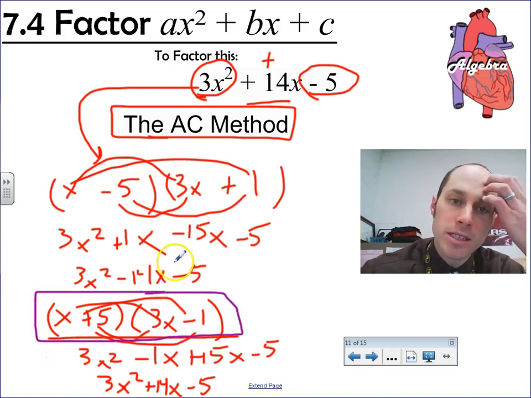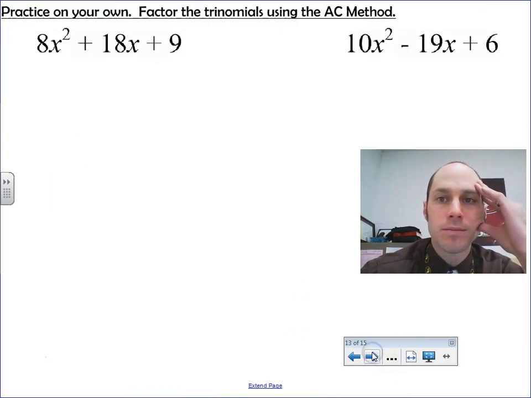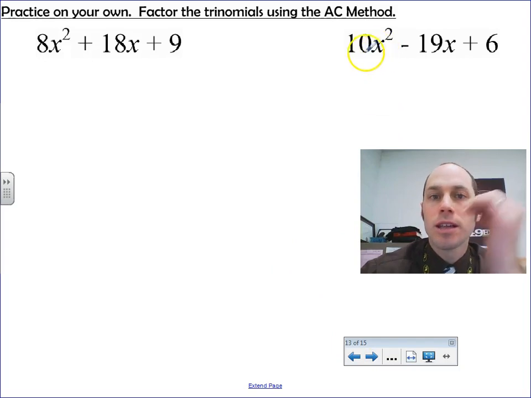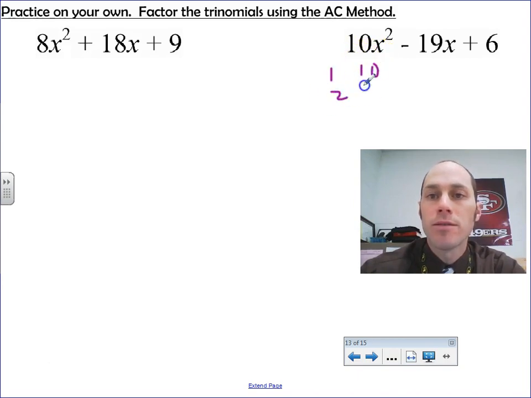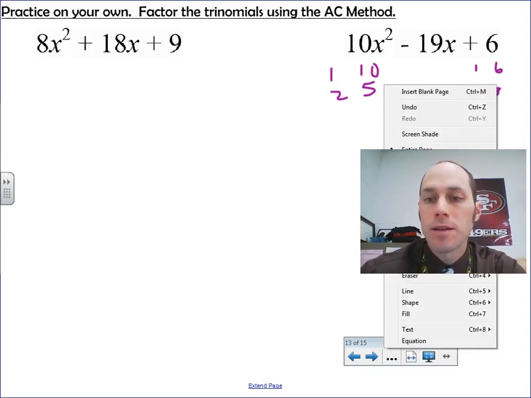And this one is a little bit simpler. If I were to try that with, let's just take a look at something like 10x squared and 6. We've got more choices, because the ways to get 10 could be 1 and 10, 2 and 5. 6 is 1 and 6, or 2 and 3. I've got to try all those combinations, and that's going to take a lot of time, and you don't have a lot of time, and you don't want to waste a lot of time.